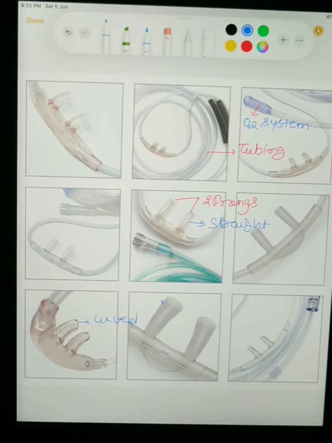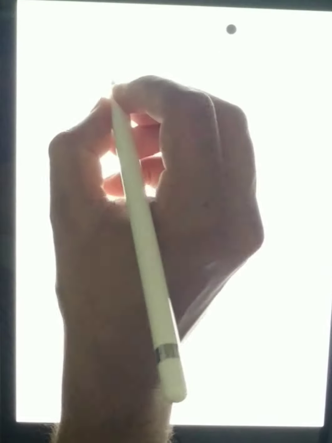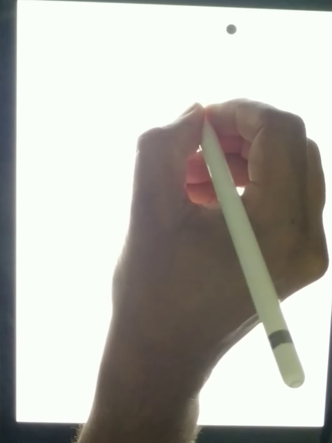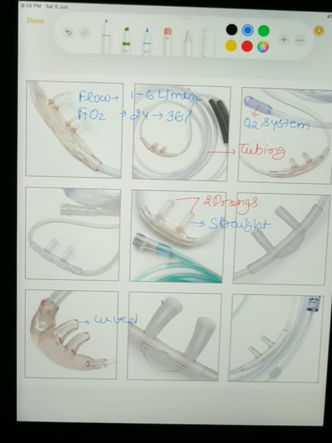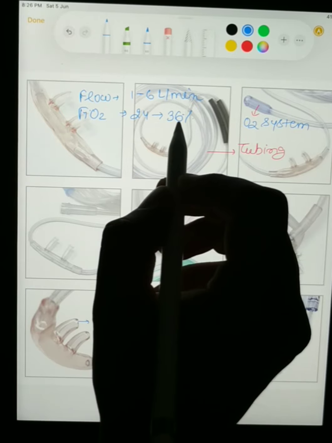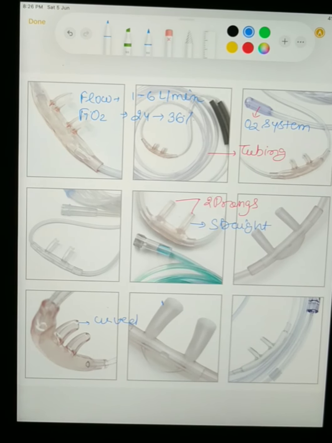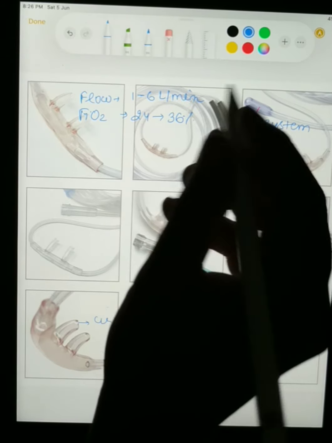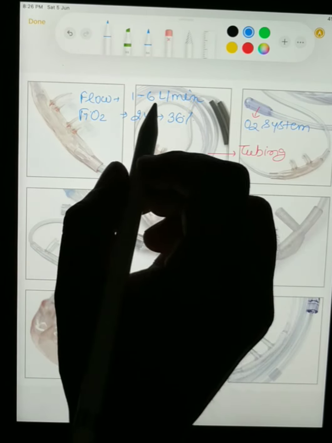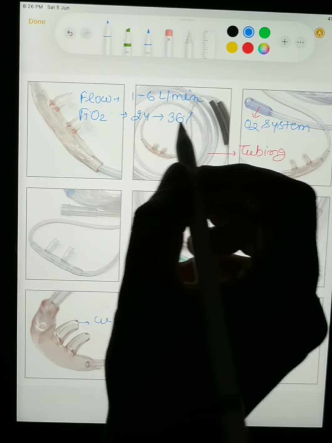So through nasal prong we can give a flow of 1 to 6 liters per minute, and the maximum FiO2 we can give is 24 to 36%. Maximum flow we can give is 1 to 6 liters. If we increase the flow more than 6 liters per minute, more of the air will be drawn from the environment, so there will be no increase in FiO2. So we can give maximum 6 liters per minute. More than 6 liters is not going to increase FiO2 of the patient.